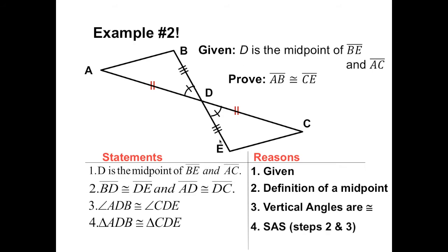Was that what we were trying to prove? Were we just trying to prove triangles are congruent? No, we wanted to use the fact that these triangles are congruent to then state that segments must be congruent here. And yes, these segments are corresponding parts of congruent triangles.